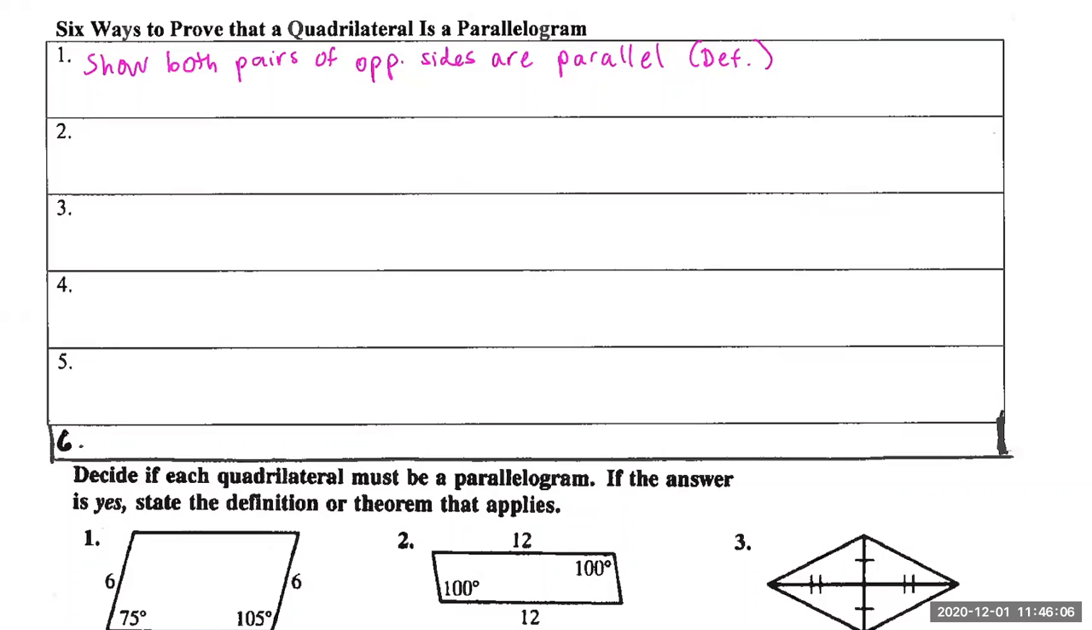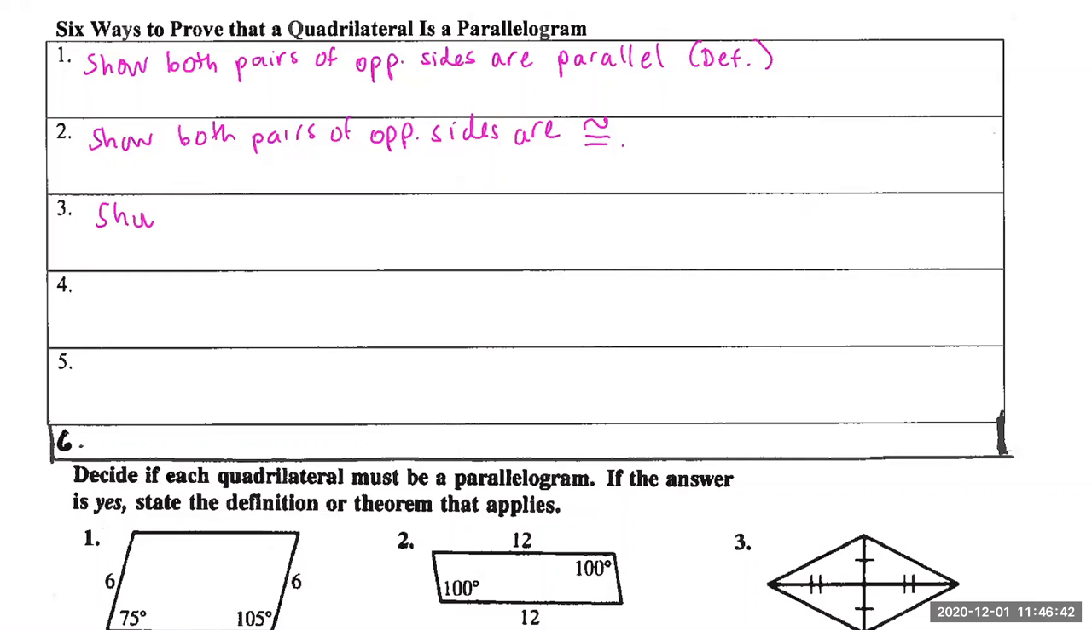Okay, number 2, you can show what we proved on the previous page, right? What else can you show? That opposite sides are, besides parallel, that they are... good. Okay, what else? So we have show both pairs of opposite sides are congruent. These are various ways that you can show it.